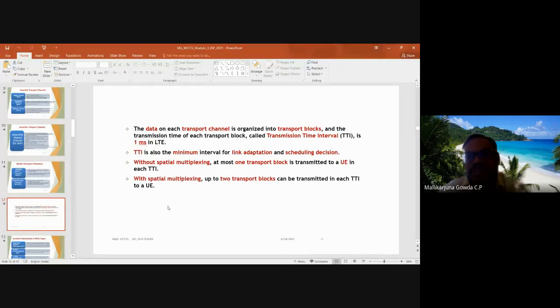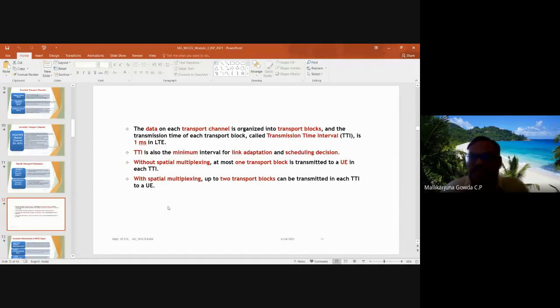Okay, I repeat once again, the data on each transport channel is organized into what? Transport blocks. And the transmission time of each transport block is known as the transmission time interval. In short, we call it a TTI. And the value of the TTI is equal to 1 millisecond in LTE. So when I say it is 1 millisecond, it will be taking 2 slots, right? I hope you are able to recall that.